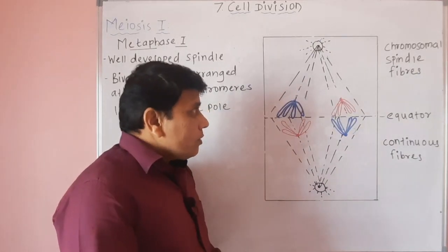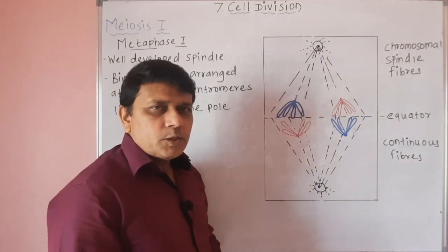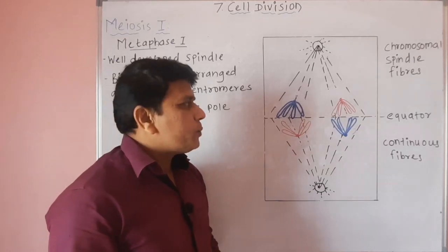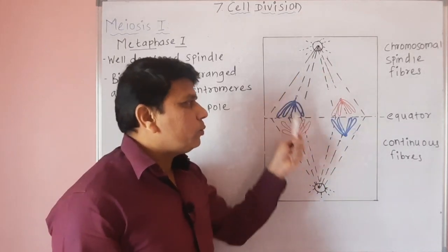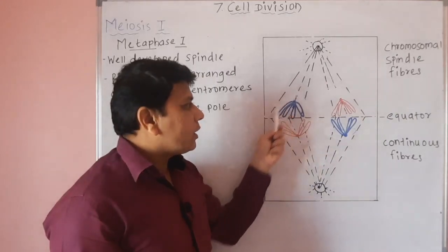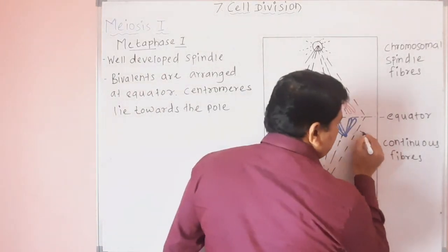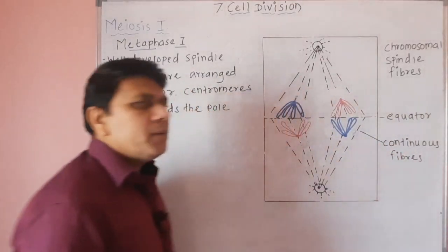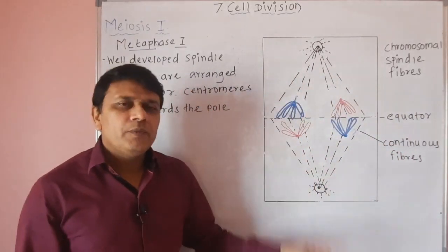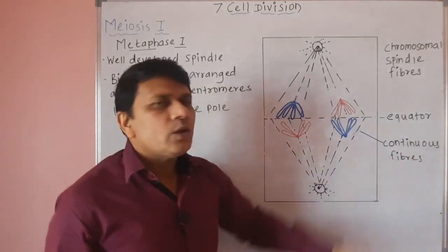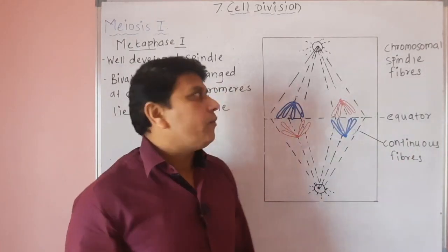From these two poles the spindle fibers are completely developed. Spindle fibers run from pole to pole and they are continuous. So here we can see these continuous spindle fibers. That means they run from pole to pole and are not attached to the chromosomes. They are also called non-chromosomal spindle fibers.